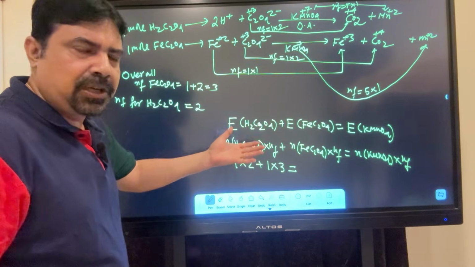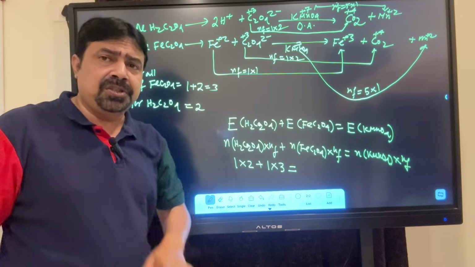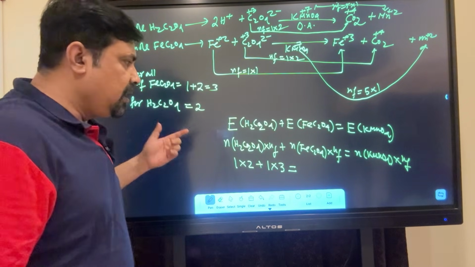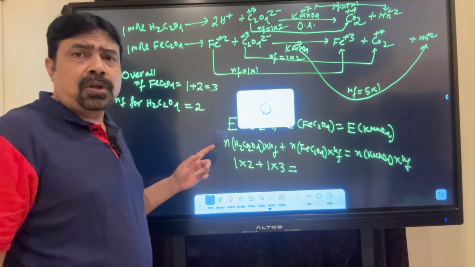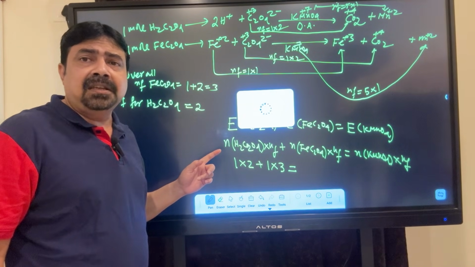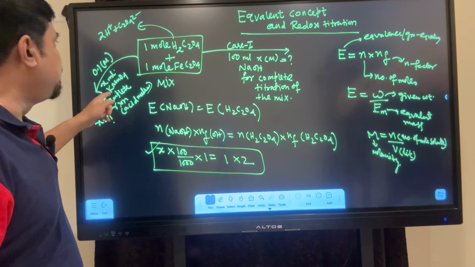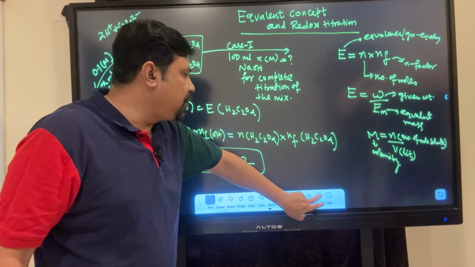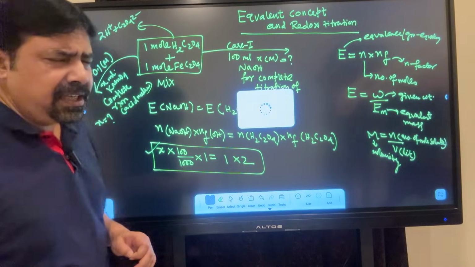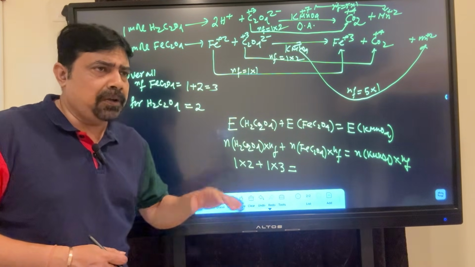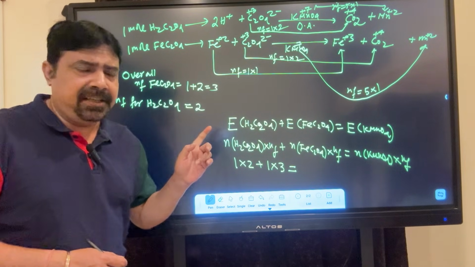How much volume is required? Then the number of moles I can express in terms of molarity into the volume of the solution in liters, and they are giving X mL. If you look at the previous slide, they clearly ask what the KMnO4 consumption is: 0.1 molar, X mL for complete reaction. They are asking for the value of X. So we know molarity equals the number of moles of solute by the volume of the solution in liters. So the volume of the solution in liters into molarity is the number of moles.